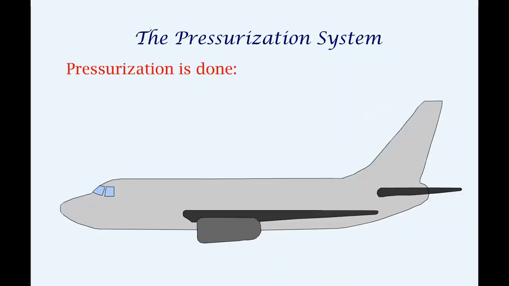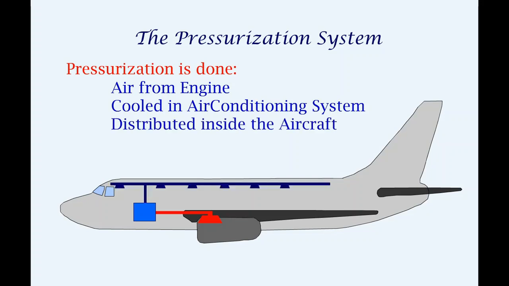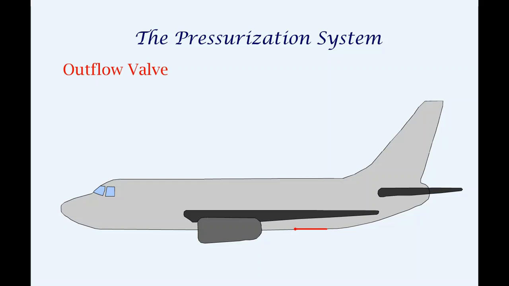Pressurization is done by taking air from the engine, which is cooled in the air conditioning system and distributed inside the aircraft. The pressure in the aircraft is controlled by an outflow valve. Let's look at the outflow valve in more detail.